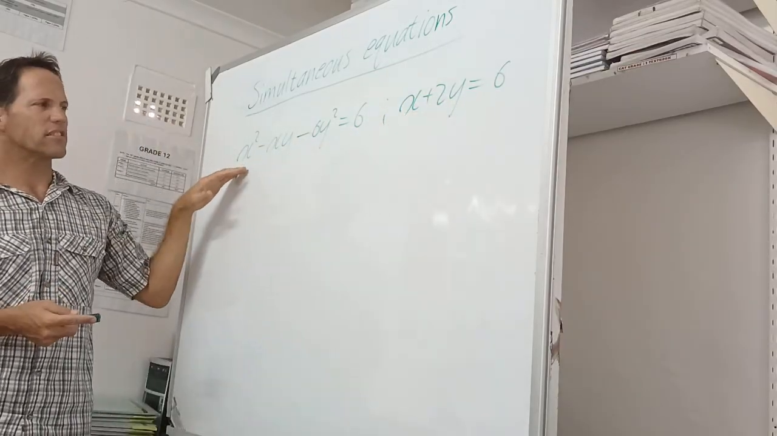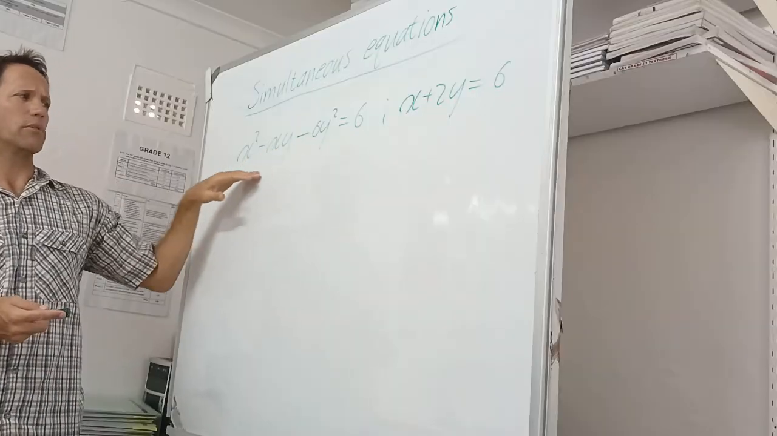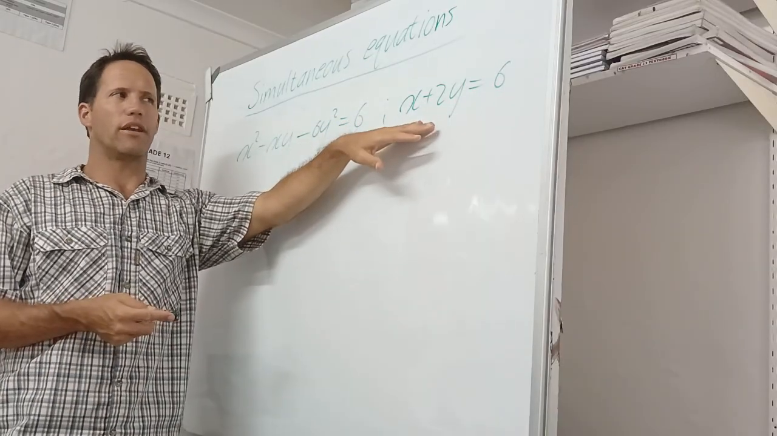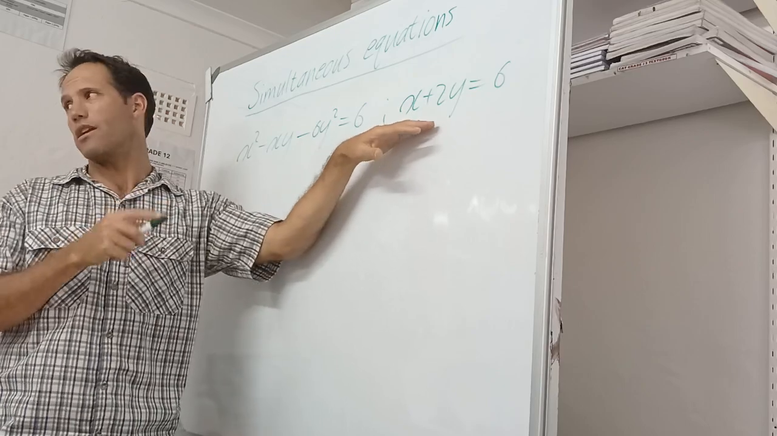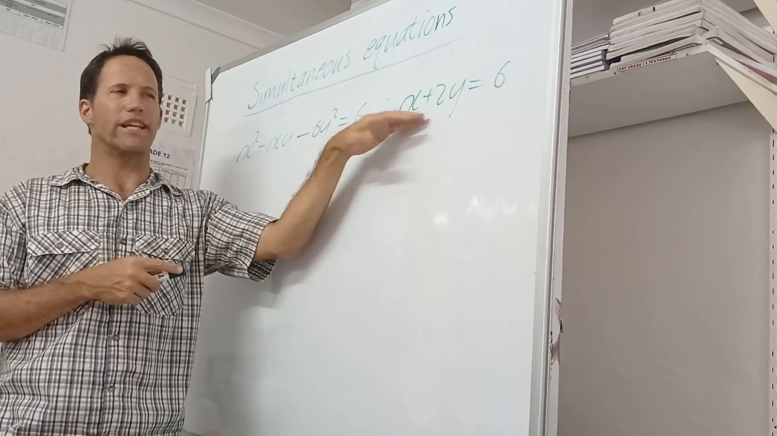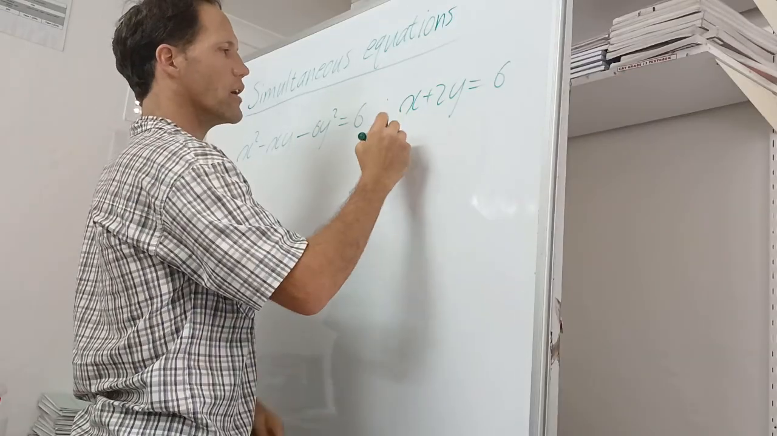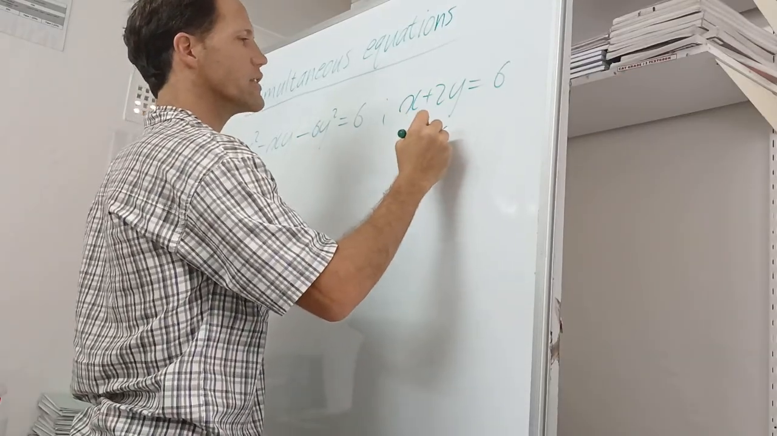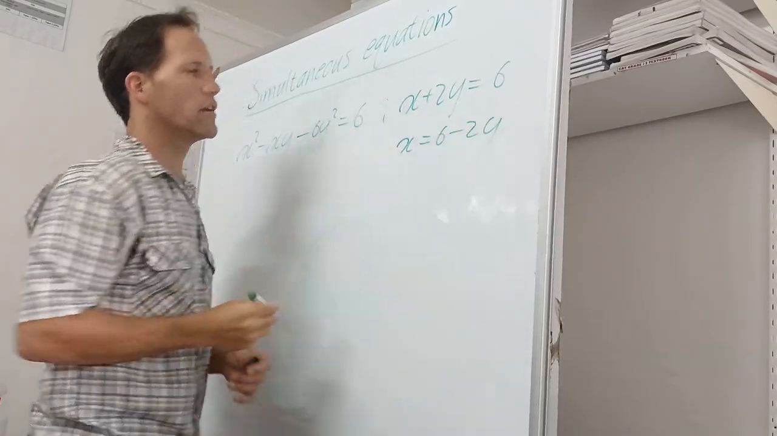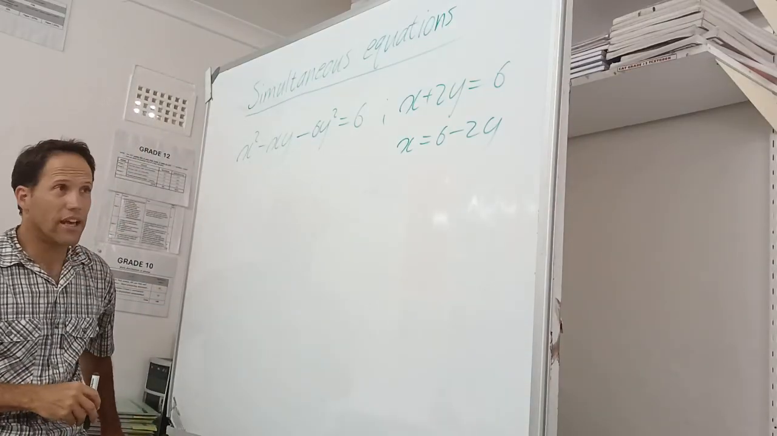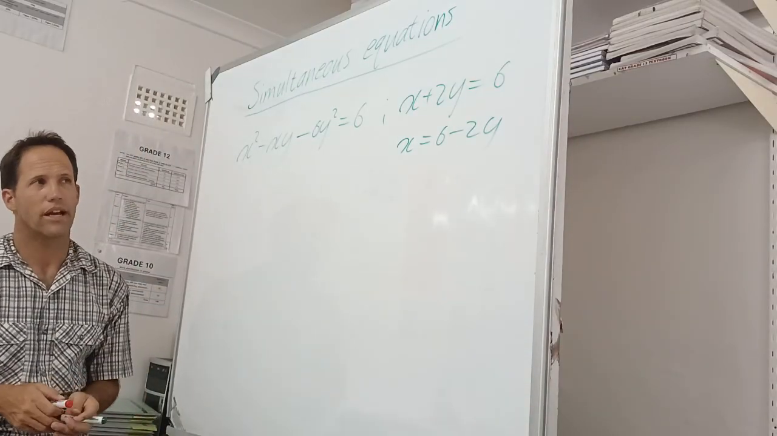So in this case, obviously this one is a little bit long. I'm not even going to touch this one. I'm going to go straight to this one, the easier one to get something alone. It's going to be easier to get x alone, right? It's just an x. So I can take the 2y over and say x is equal to 6 minus 2y. Okay, great. That was very easy. So I got x alone, okay?